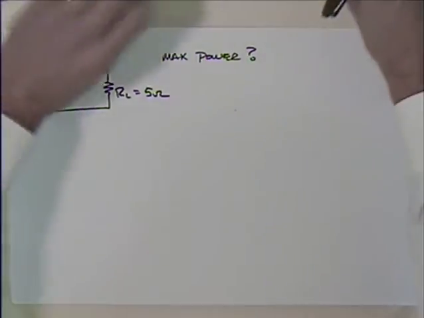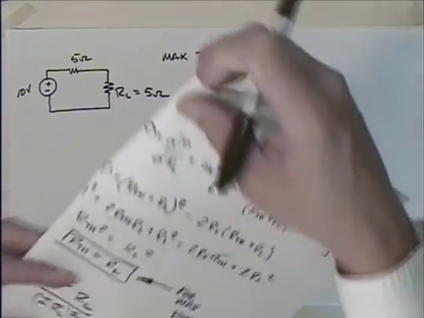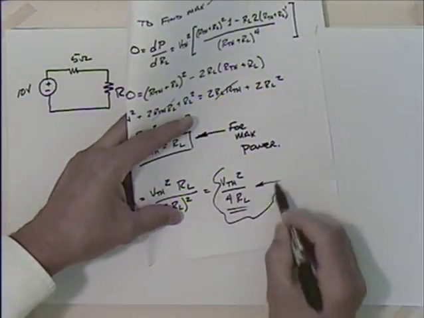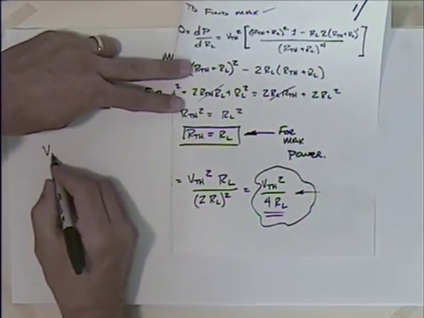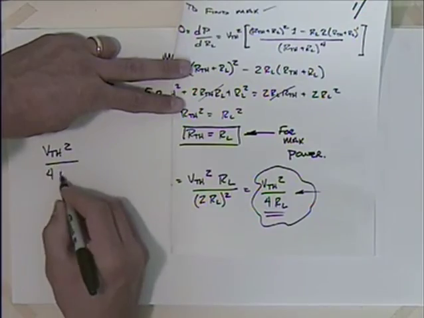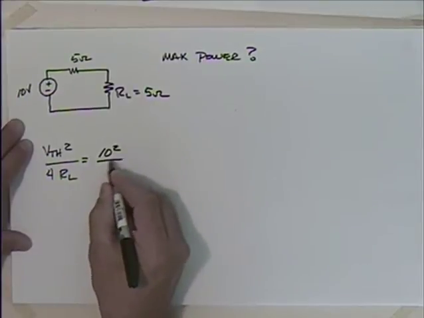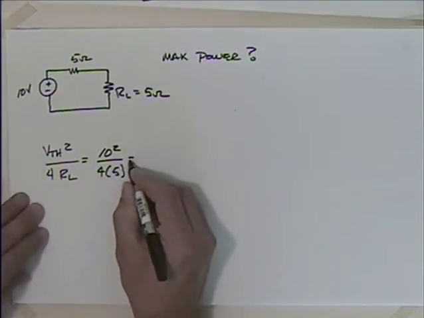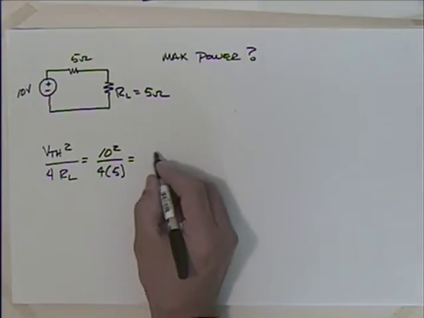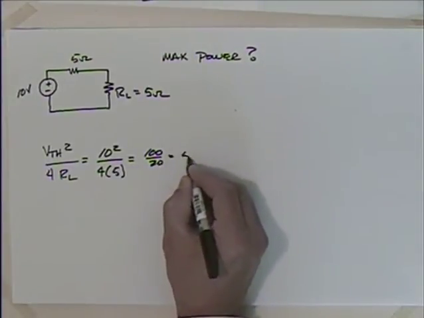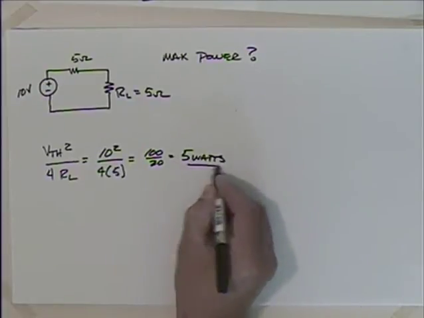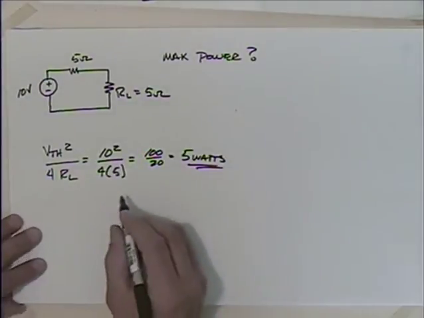So we could go back and we could get our equation here. Let me put a box, I guess we go back and use that equation where we say that V Thevenin squared divided by 4 RL, what's that going to be? And we've got 10 squared divided by 4 times 5, right? So that would be essentially 100 over 20, which gives me 5 watts.